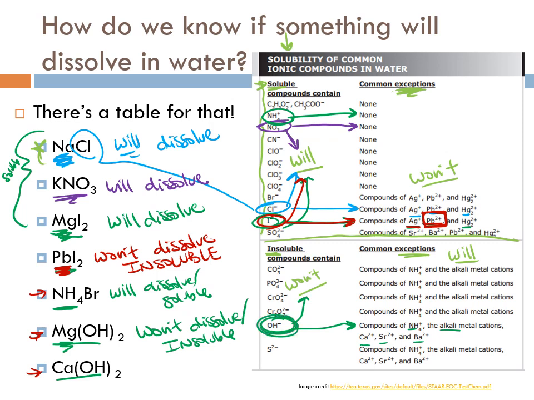One more, let's look at calcium hydroxide. Back to that hydroxide, it won't, except if it's with calcium, which is on that list of exceptions. So that means that calcium hydroxide actually will dissolve. It is in fact soluble.